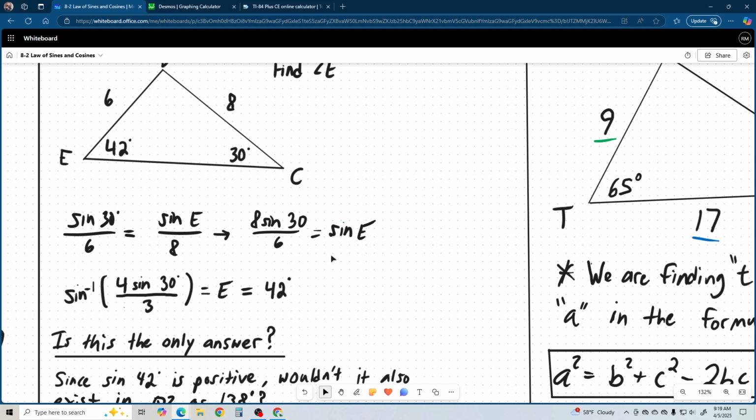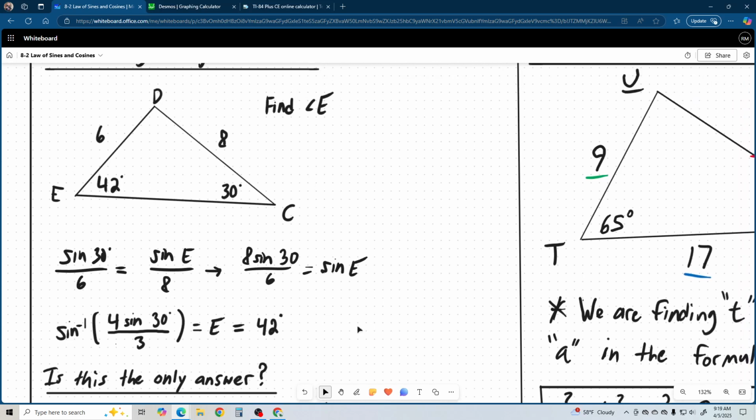So to get rid of the sine, we take the inverse sine. Here we're going to take the inverse sine of this whole thing, right? And the reason the numbers are different is just because I simplified them, right? So we went from 4 to 8 and 6 to 3. There's nothing wrong with that. It just makes our numbers smaller. You don't have to do that if you don't want to. It's just kind of a habit I get myself into. But we take the inverse sine of all of this, and that's going to equal E, which is 42 degrees.